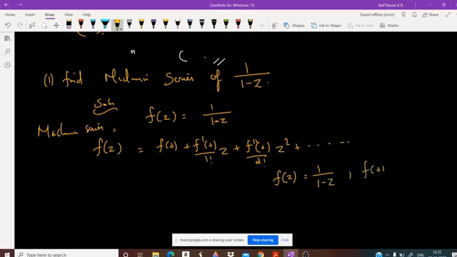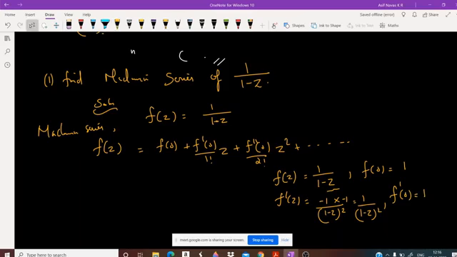Then what is f of 0? So what we have to do is find f of z, then find f of 0, f dash of 0, etc. So this is 1. f dash of z is minus 1 by 1 minus z all square into the derivative of minus z, which is minus 1. So it is 1 by 1 minus z all square. So f dash of 0 is 1.